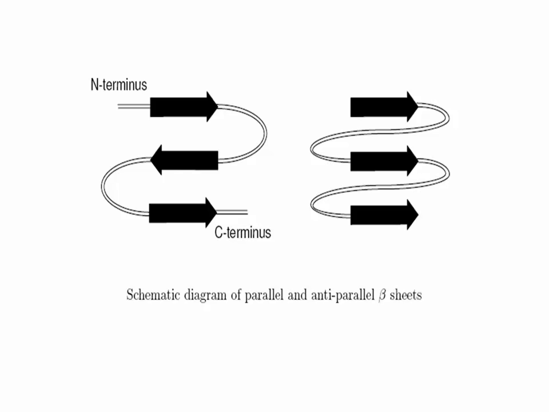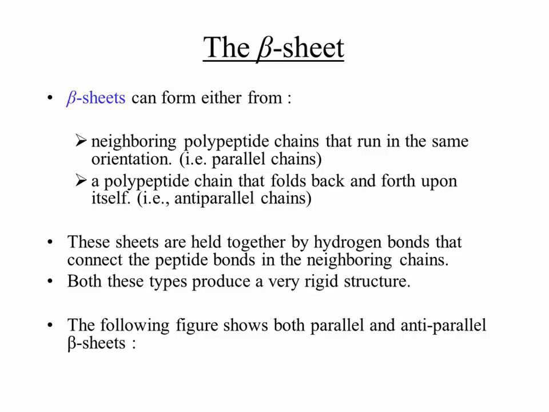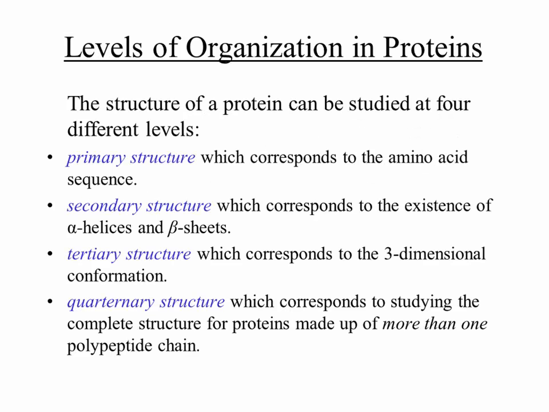Okay. So let's go back to the text over here. Beta sheets can form either from neighboring polypeptide chains that run in the same orientation, which I showed you in the diagram, so these are parallel chains, or a polypeptide chain that folds back and forth upon itself, forming anti-parallel chains. These sheets are held together by hydrogen bonds that connect the peptide bonds in the neighboring chains. Again, what kind of hydrogen bond? NH, C double bonded with O. The H and O will form a hydrogen bond. Now both these types produce a very rigid structure, and I've already shown you the figure, so we can skip this slide and go to the next one.